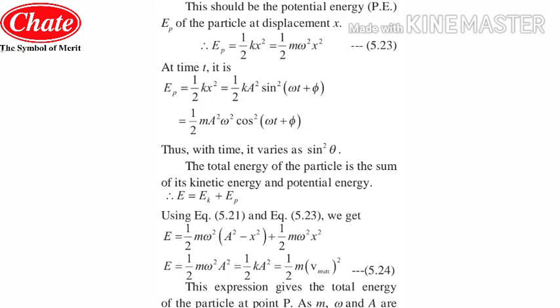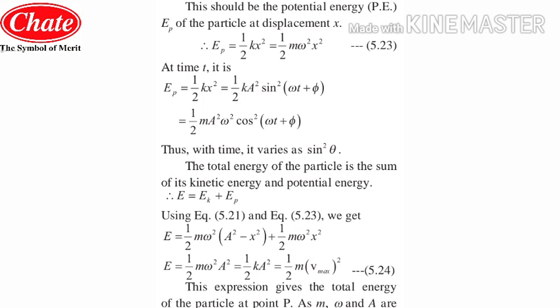Now students, with time it varies as sine square theta, meaning sine square theta varies with respect to time. Now the total energy of the particle is the sum of its kinetic energy and potential energy, that is, E will be KE plus PE. You can write it in a way that E is equal to Ek plus Ep.